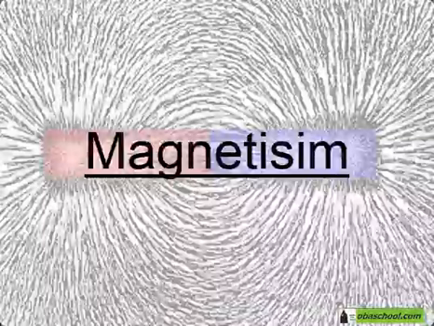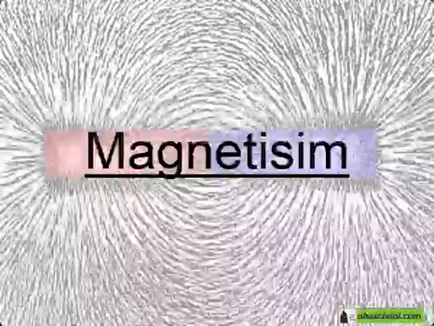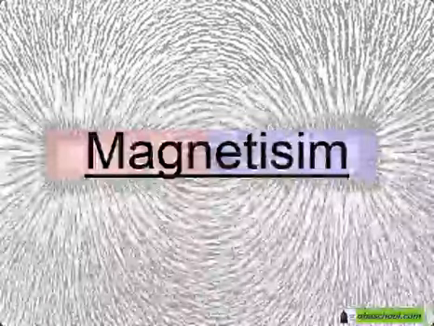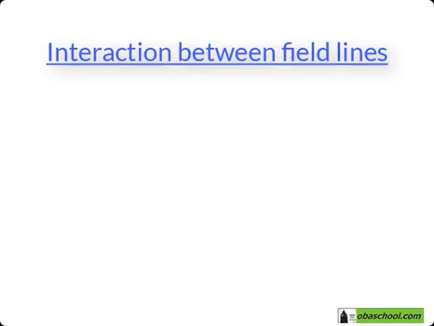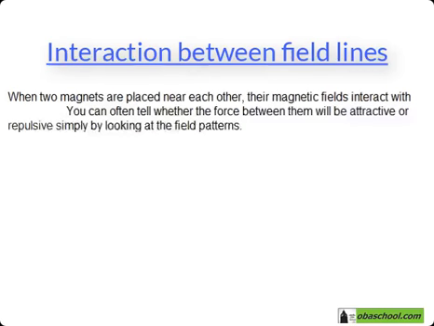Hi! In this video, we will continue the new chapter about the magnetic fields. We've talked about the attraction and repulsion between the magnets. What about the magnetic fields? How do they interact? You can tell whether the force between them will be attractive or repulsive by looking at the field patterns.